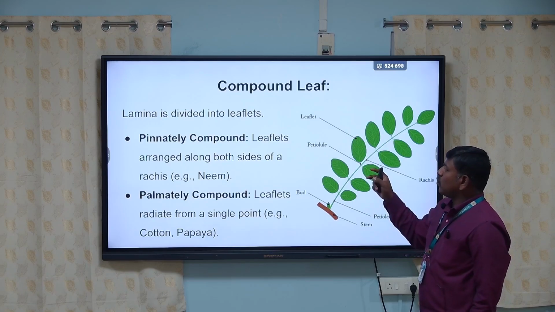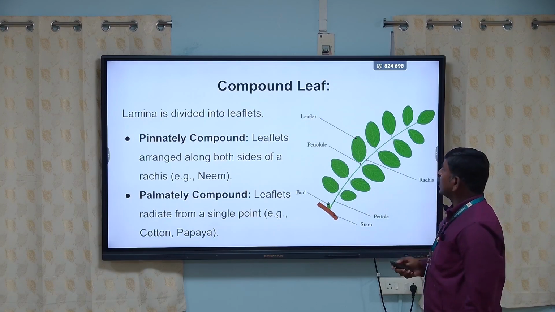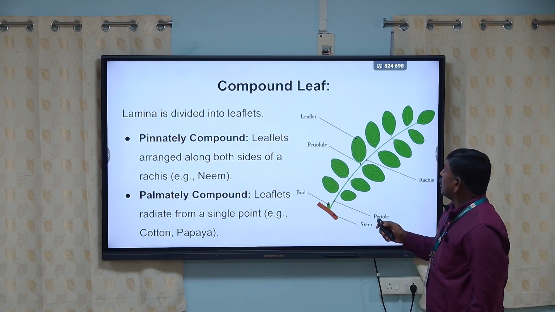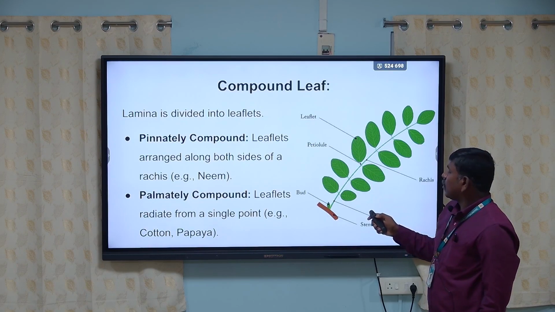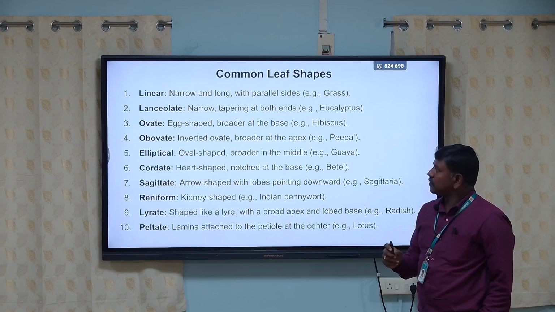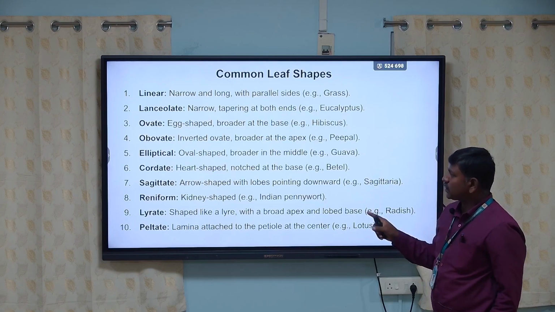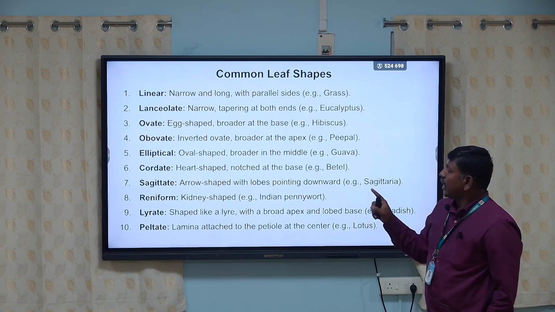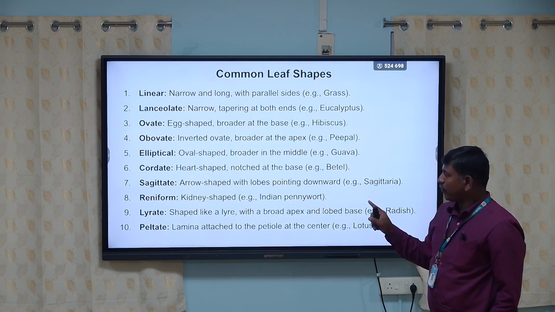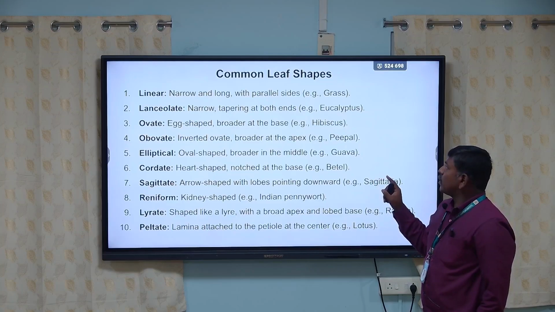There are two different types: pinnately compound and palmately compound. For example, neem leaf is a pinnately compound leaf. Palmately compound leaf examples are cotton and papaya. The common leaf shapes are linear, lanceolate, ovate, obovate, elliptical, cordate, sagittate, reniform, lyrate and peltate. So these are some examples of common leaf shapes.